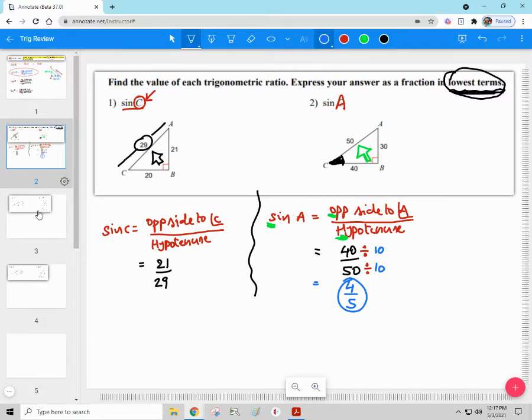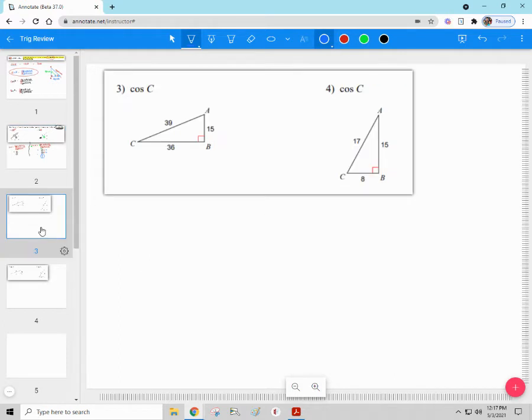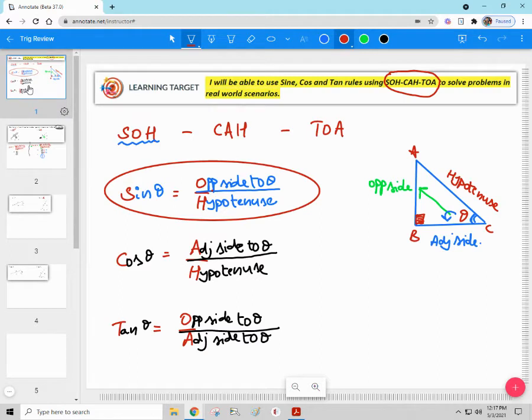So let me jump to the next one. This time you are asked to find the value of cos C. Again, I would like to change the next question a little. So let's quickly jump back to the rules. What does cos mean? Cos is SOHCAHTOA. Already you learned about SOHCAHTOA.